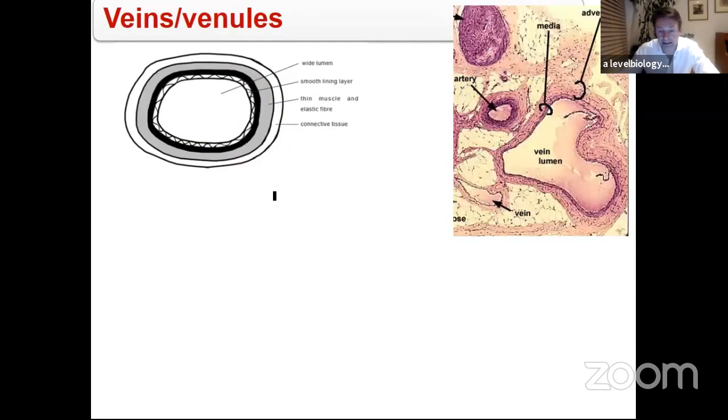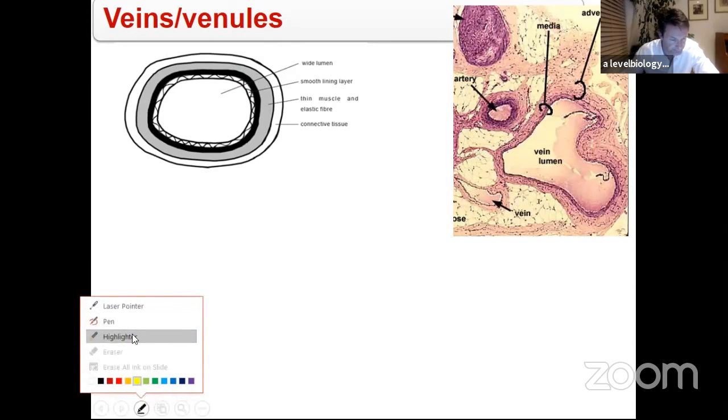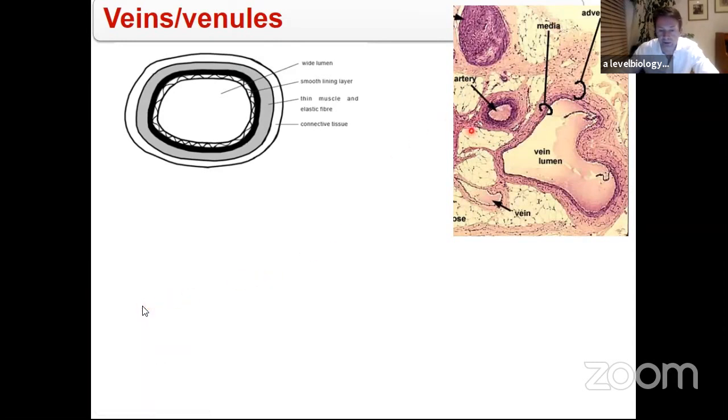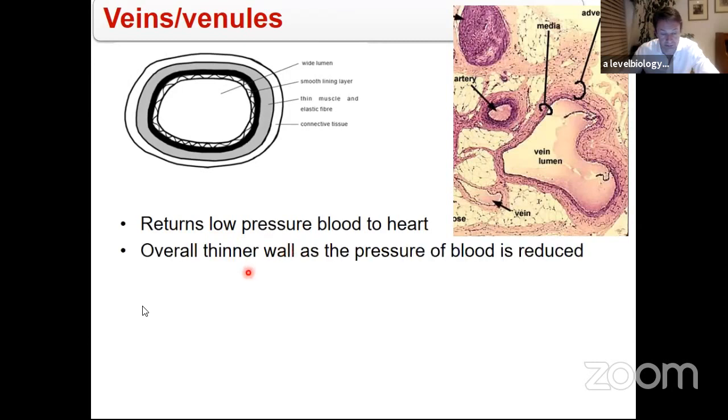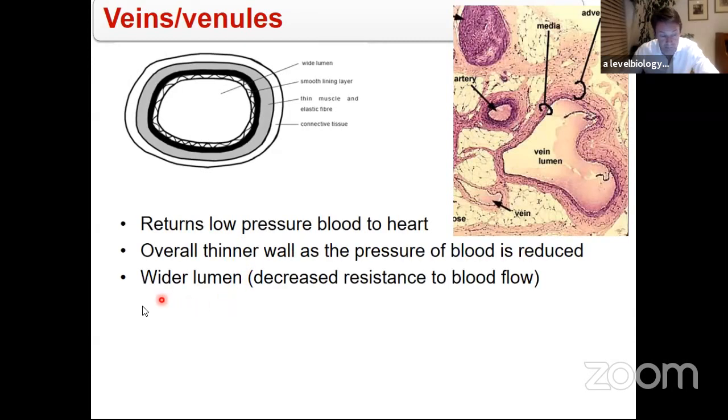Okay, on to veins and venules. So we've got an artery here, we've got a vein here, and you can just see the size of the lumen in comparison to the thickness of the wall. So the purpose of the vein is it returns low pressure blood to the heart: much thinner wall, massive lumen, and the reason for that is that when you've got a big lumen, you've got less edge, so you've got less resistance to blood flow.